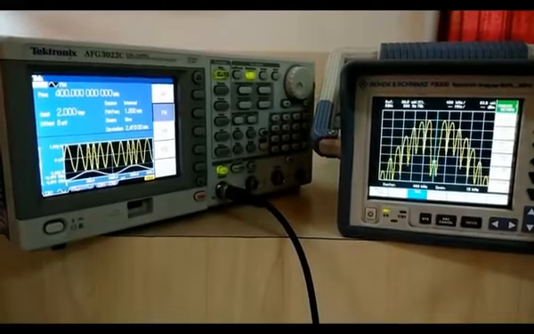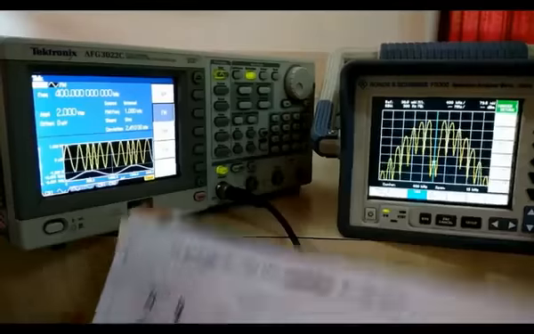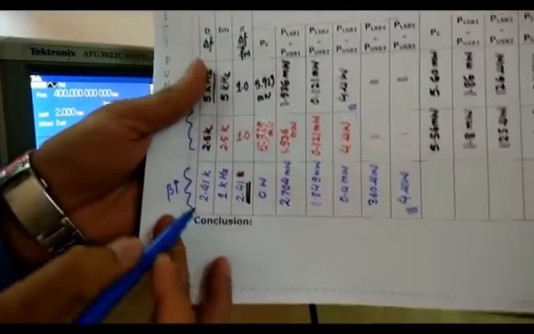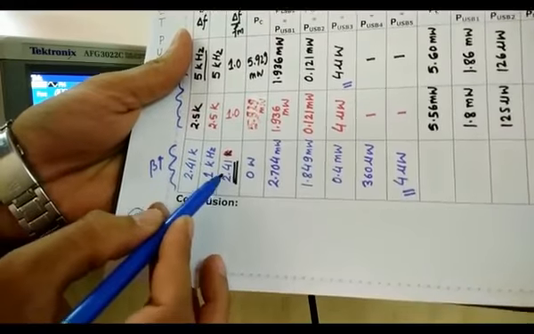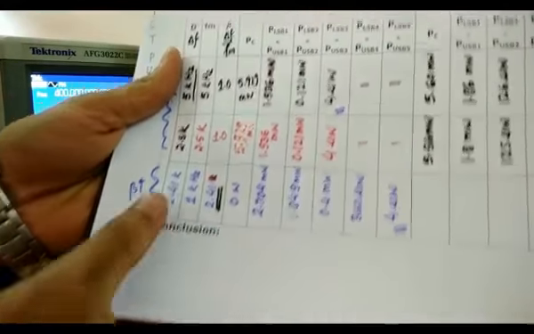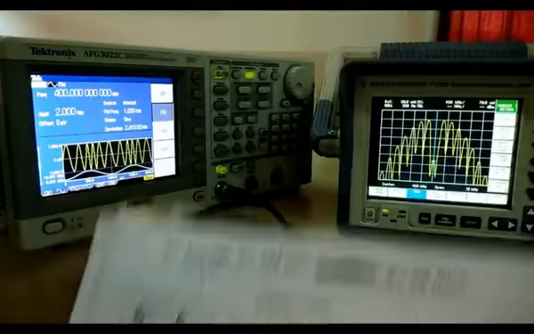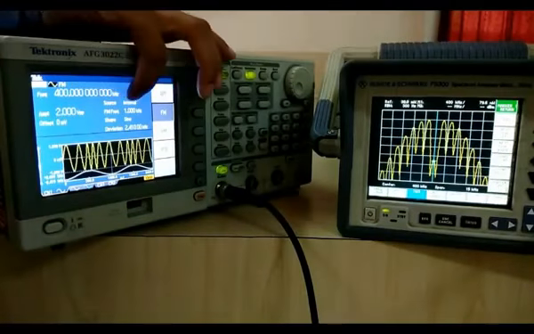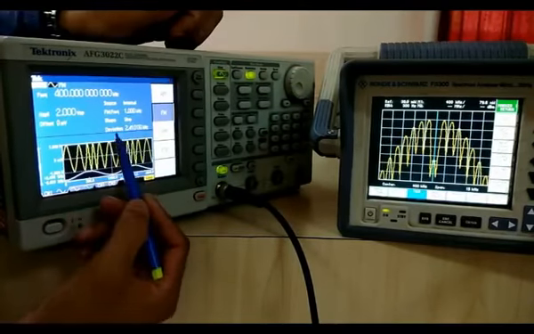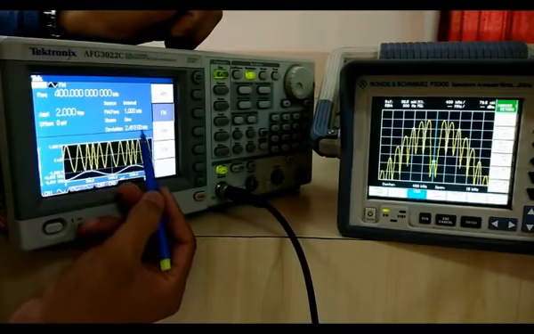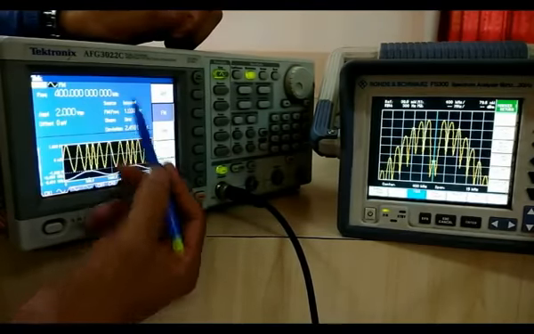Now let us look at the third case. What is the third case? The third case is del F of 2.41 kilohertz and FM of 1 kilohertz, where beta is going to be 2.41. So we have to set these values in the function generator. We have taken message frequency of 1 kilohertz and the deviation of 2.41 kilohertz, so beta value is 2.4.